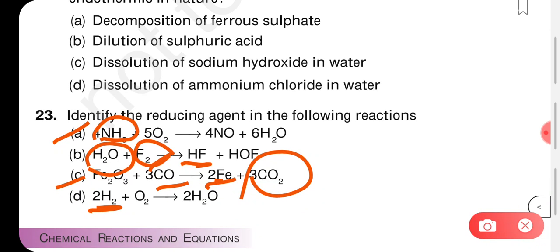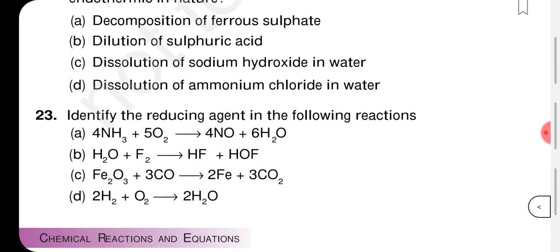If you are getting very confused about reducing agent and oxidizing agent, whether oxygen is being lost or taken, just take one thing and decide whether the oxygen is added or not. If the oxygen is being added, it means oxidation is taking place, and that particular molecule is acting as a reducing agent because the other molecule is being reduced. Okay, fine, moving on to this. In this one you see hydrogen is added with oxygen, so obviously it is the H2 which will act as a reducing agent. Okay, fine.